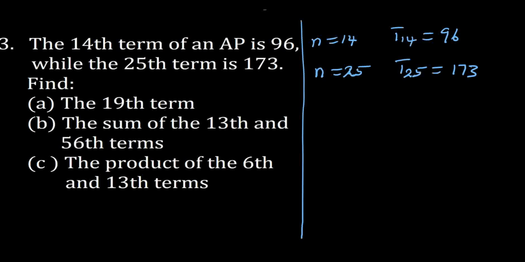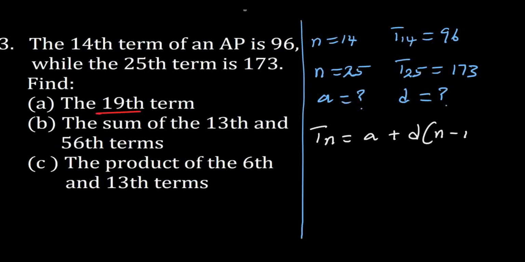So now to find the 19th term, we have to look for the first term, which is not given, and the common difference, which is also not given. So remember the general rule: Tn is equal to a plus the common difference times n minus 1.